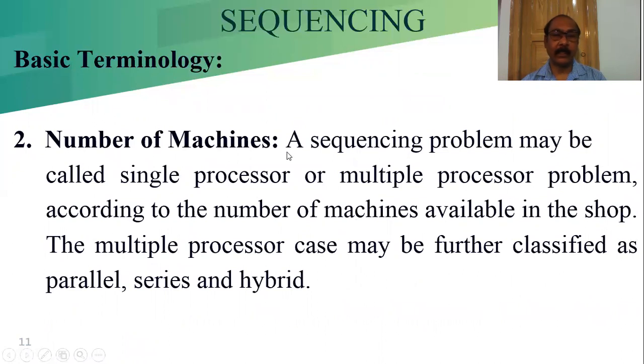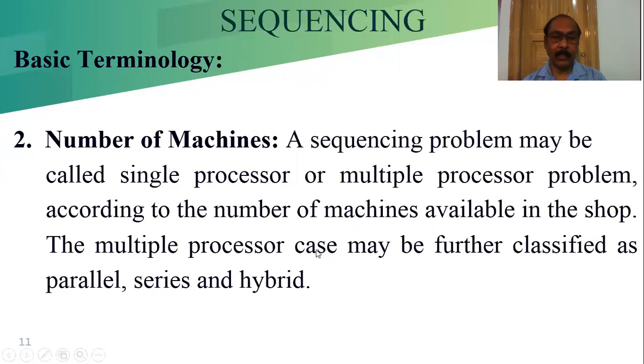Number of machines. A sequencing problem may be called a single processor or a multiprocessor problem, according to the number of machines available in the shop. Shop means the shop floor where the production is going on and the jobs run from machine to machine in a sequence. Jobs are passing through the number of machines that are available in the shop.